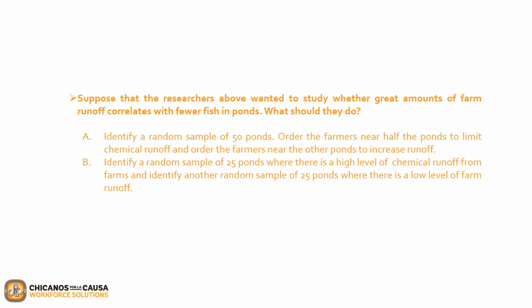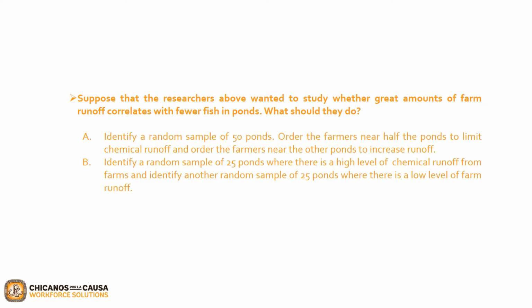Identify a random sample of 25 ponds where there is a high level of chemical runoff from farms and identify another random sample of 25 ponds where there is a low level of farm runoff. That's a lot of ponds. But given the information that we know, in this case, the correct answer is B.